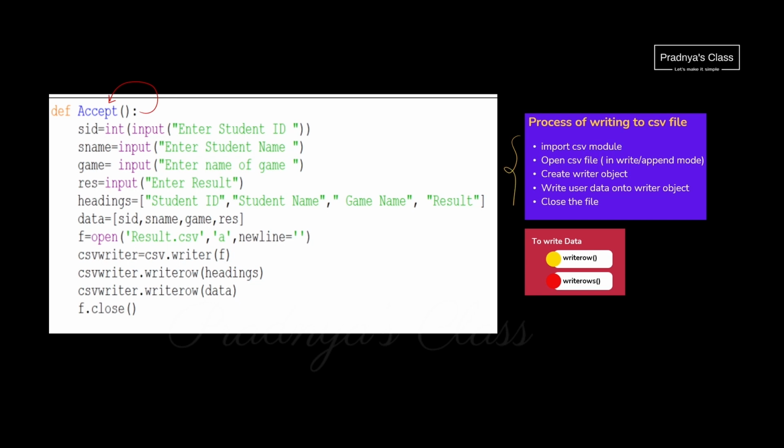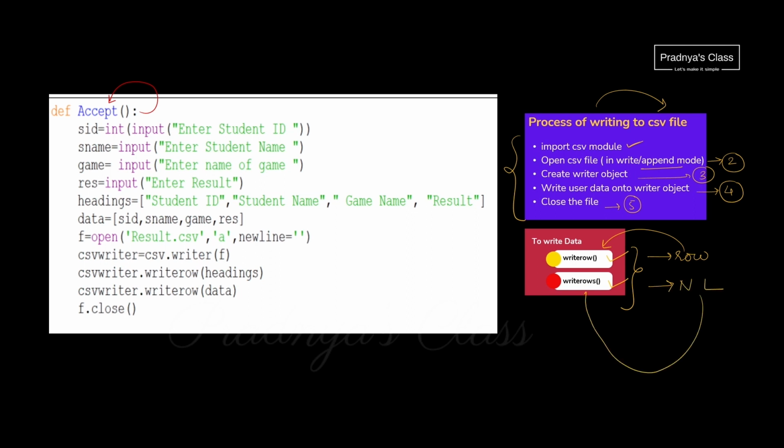Hope you remember the steps to write data to the CSV file. As we are writing a user-defined function, you can skip the step to import the CSV module. We are writing data to the file, so the second step is to open the file in write mode. If you want to append, you can open it in append mode too. The third step is to create the writer object, and in the fourth step we will be using the writerow or writerows function with the writer object. Finally, we will close the file. Depending on the requirement, you can use the writerow function or writerows. If you want to write data row by row, we can use the writerow function. Or if you have the data in the form of a nested list, then we can go ahead with the writerows function.